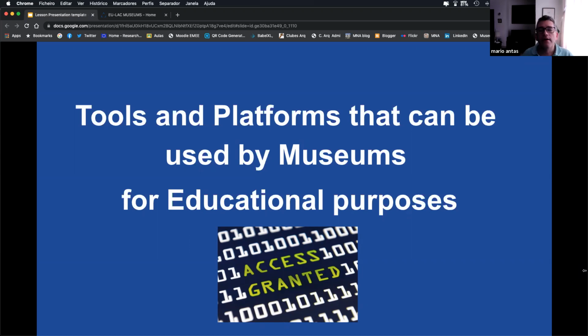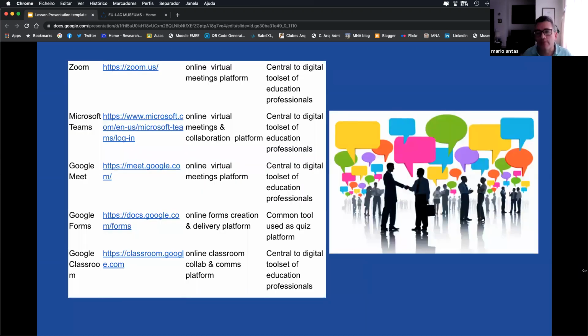So, when we talk about platforms and open platforms that we can use in museums, there are a huge range of platforms. Most of them we use nowadays. For instance, Zoom, Microsoft Teams, Google Meet. Everybody is using these online virtual meeting platforms to share, to communicate, and even to present and get engaged with other museum professionals and with visitors. So nowadays, these platforms are our daily life.